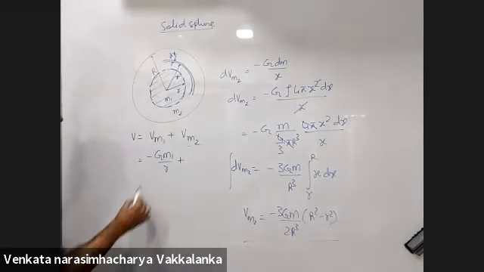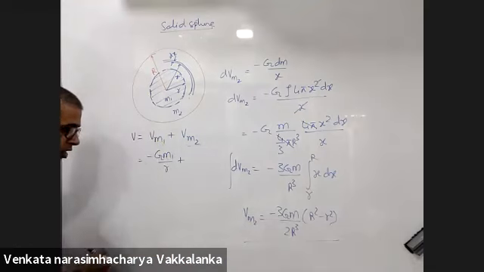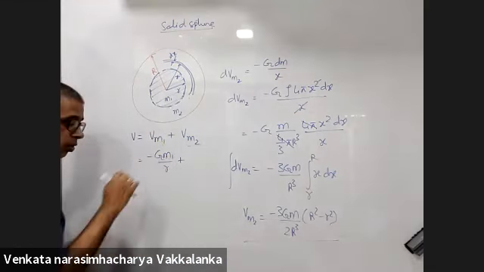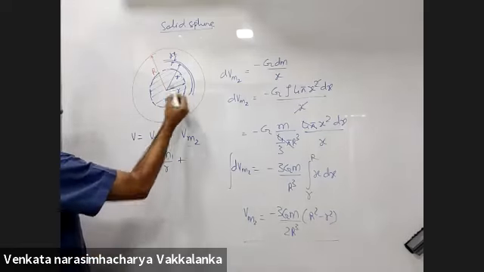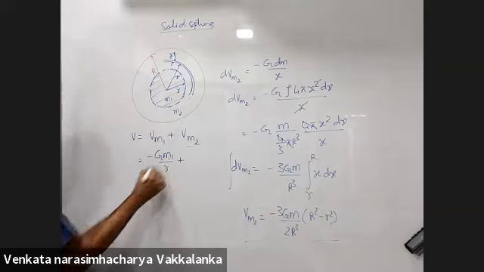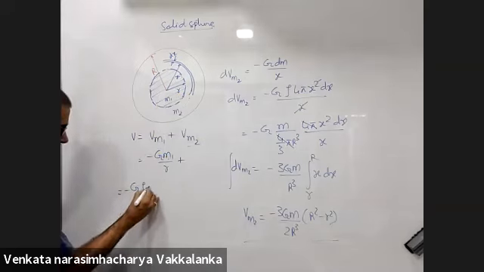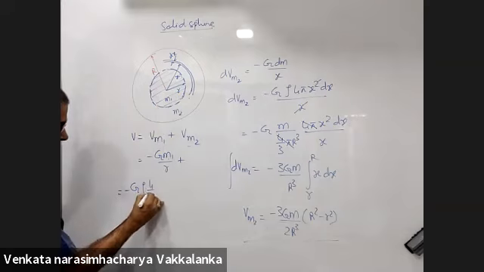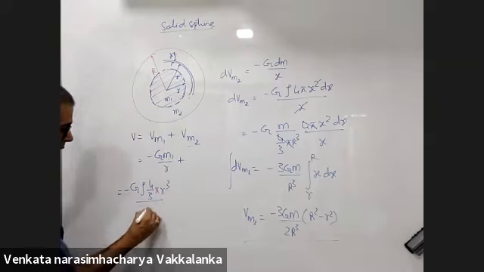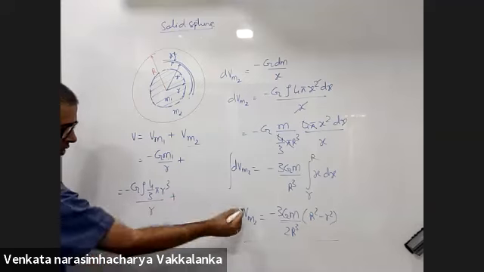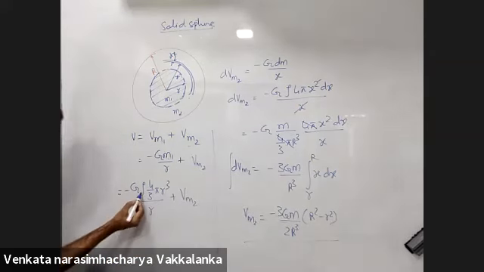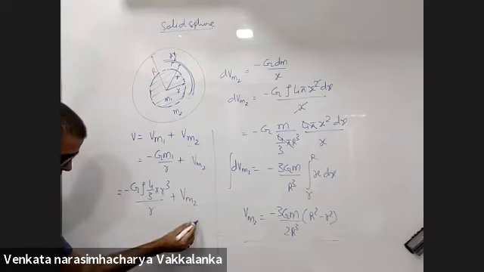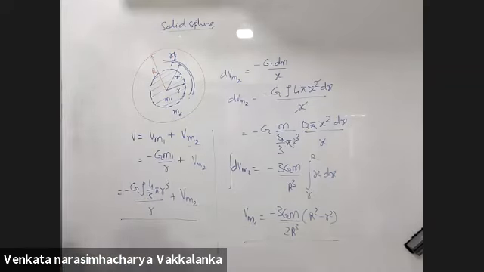This is the potential due to M2. This is the potential due to M1. M1's value needs to be substituted. How will I get M1? Density into 4 by 3 pi small r cube. What is M1 equal to? Minus G, density into 4 by 3 pi small r cube by r, plus of Vm2. Substitute the value of density. Substitute Vm2 here, add both of them and tell me your final answer.